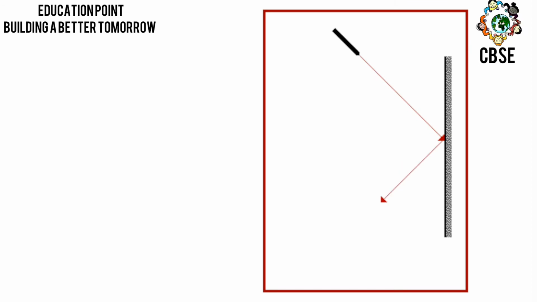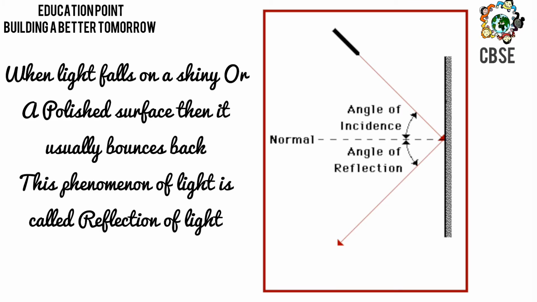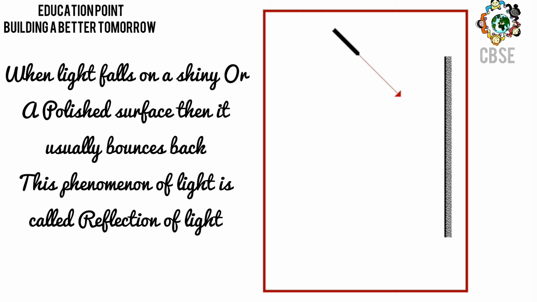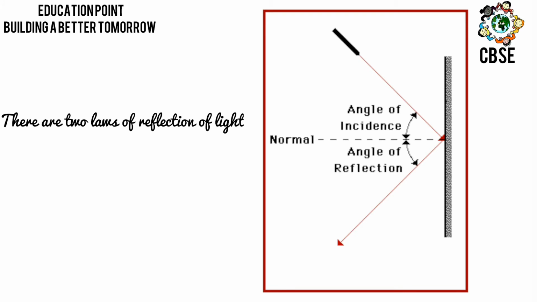When light falls on a shiny or polished surface, it usually bounces back. This phenomenon of light is called reflection of light. There are two laws of reflection of light.